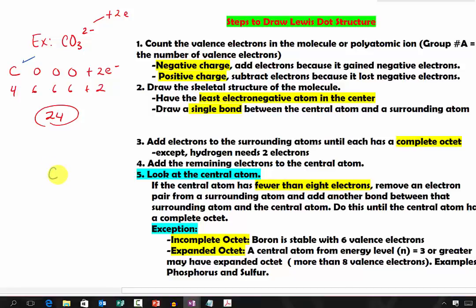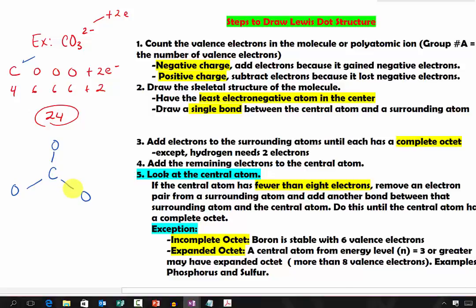There is only one central atom, and the rest of them will be the surrounding atoms. Remember, electrons repel each other, so they want to be far apart. So we have O on this end, O on this end, O on this end, 3 O together. Even better, we can erase this and make it like this. See how they are far apart from each other? That's step 2. Then the next step in step 2 is draw a single bond between the central atom and the surrounding atoms. We have 3 surrounding atoms, so we have one single bond, 2 single bonds, and 3 single bonds. So that is step 2.